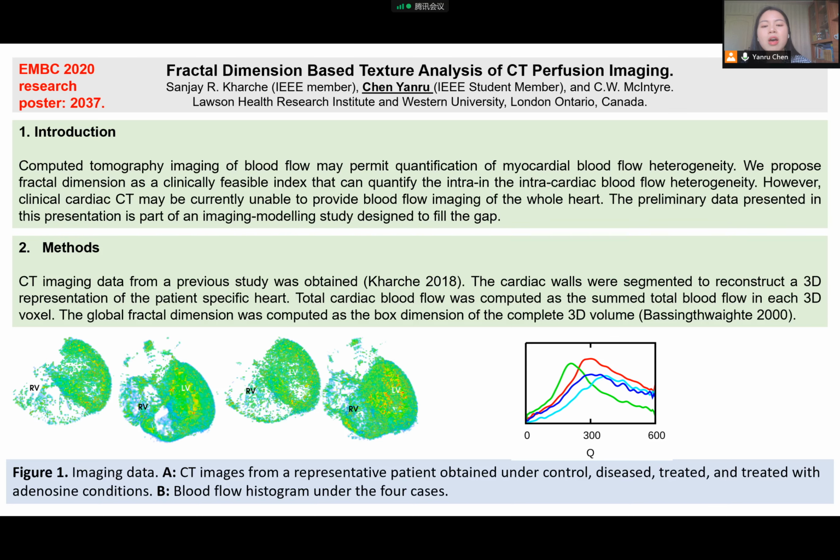Now, let's move on to methodology. CT imaging data from the previous study was obtained and reprocessed in this work. The cardiac walls were manually segmented using Fiji ImageJ to reconstruct the 3D representation of the patient's specific heart under each of the 4 clinical conditions.